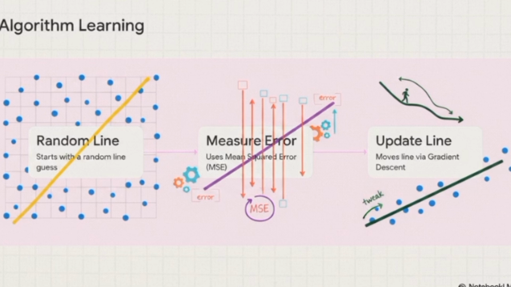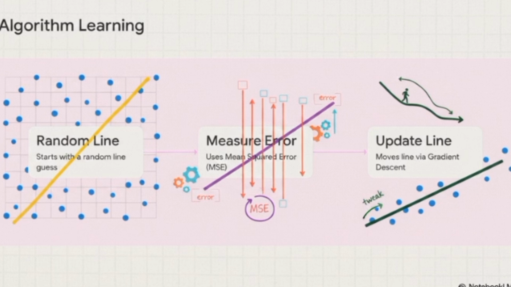Then step 3. This is where the real learning happens. It uses a process called gradient descent. Think of it kind of like a hiker taking small steps down a hill in the dark to find the lowest valley. The algorithm tweaks the line, adjusting the weight and bias to step down that error curve and make the mistakes smaller. And then, it just repeats this process thousands of times.